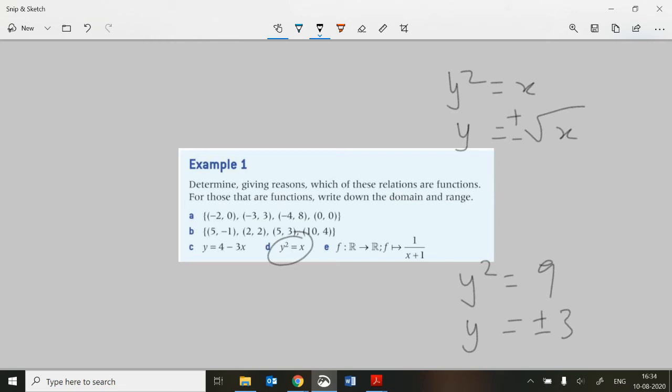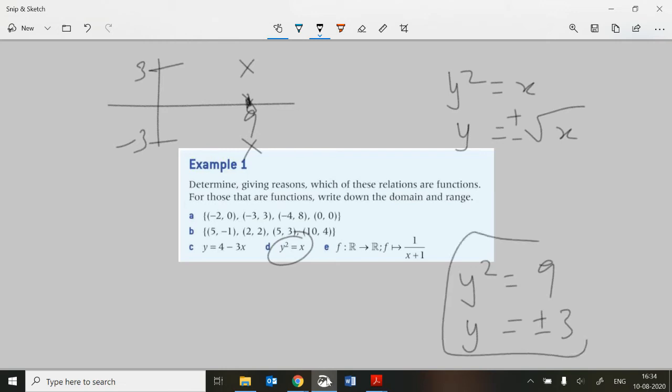Okay, so y is equal to plus or -3. So when x is equal to 9, we get two answers out. We get +3 and we get -3. And that is not allowed. Okay, that's a point there. That's not allowed because there are two answers for a particular x value which you come up with.